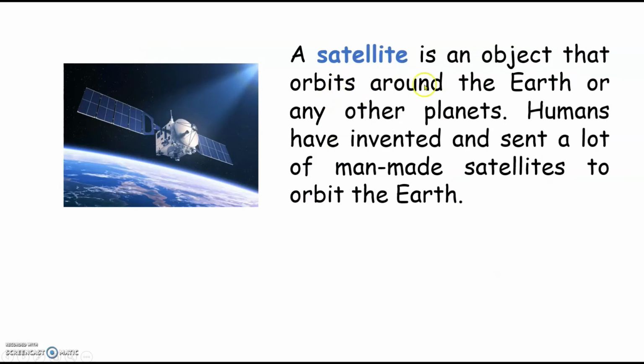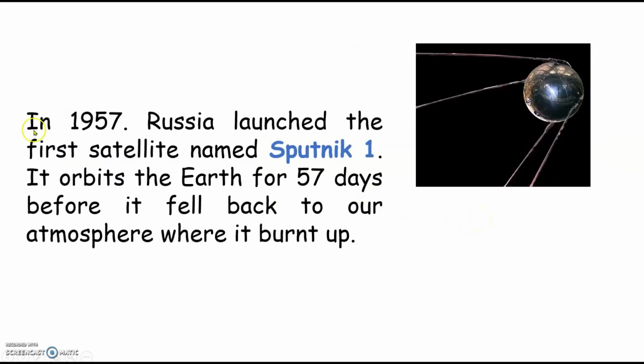A satellite is an object that orbits around the Earth or any other planets. Humans have invented and sent a lot of man-made satellites to orbit the Earth. In 1957, Russia launched the first satellite named Sputnik 1. It orbited the Earth for 57 days before it fell back into our atmosphere where it burnt up.